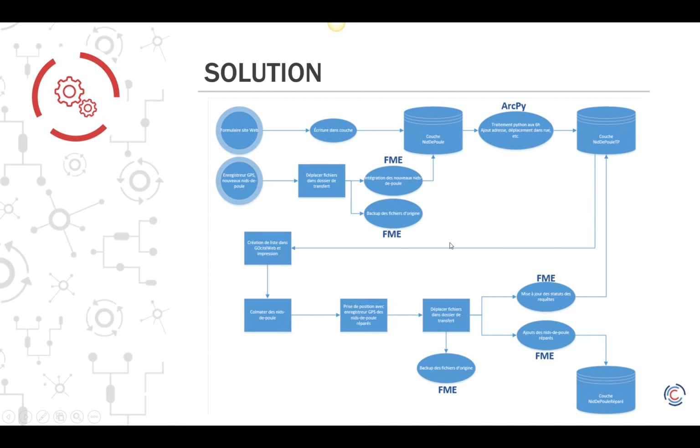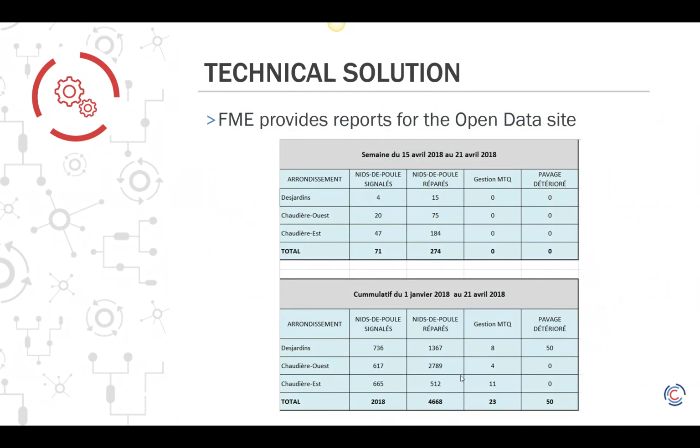So FME is playing a role of pushing the data from these different places and the statuses, as well as doing certain backups along the way of some of the data. FME, in addition to this, has an automatic process that runs every week to produce a weekly report of how many potholes. So this is the borough, so the boroughs of the city.